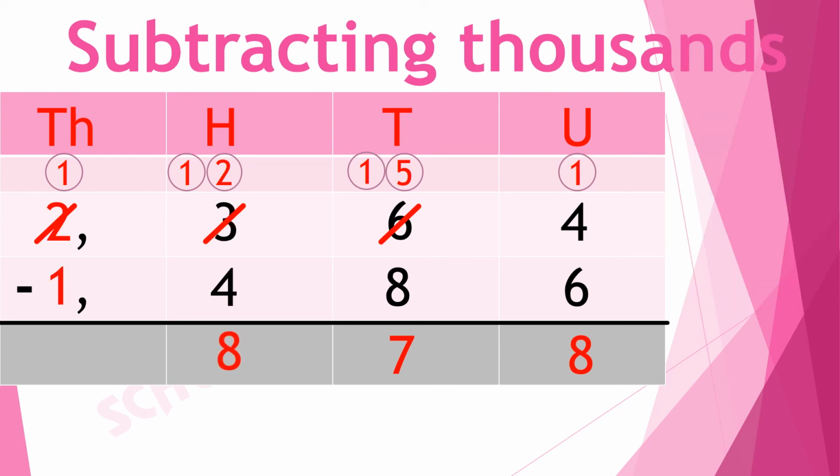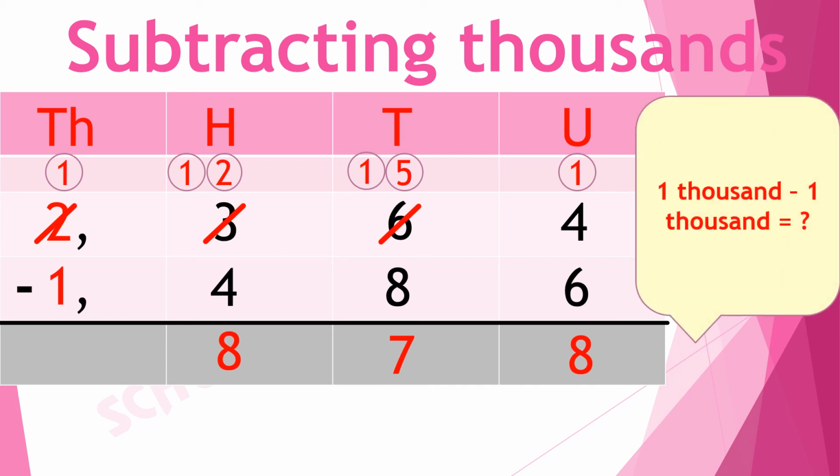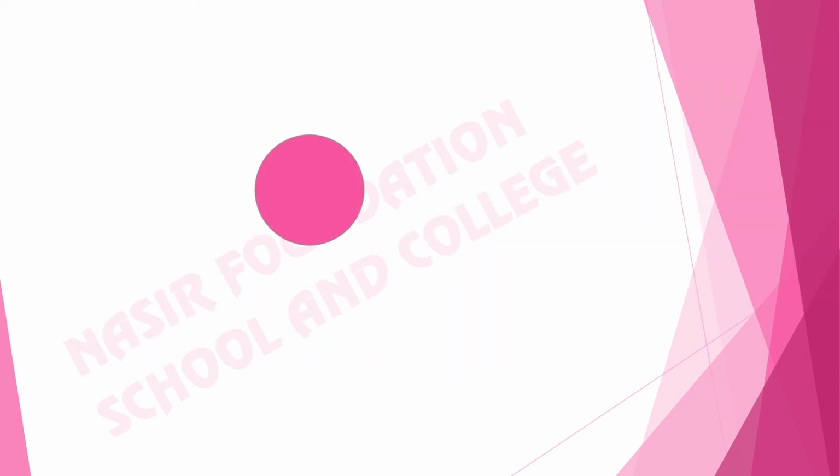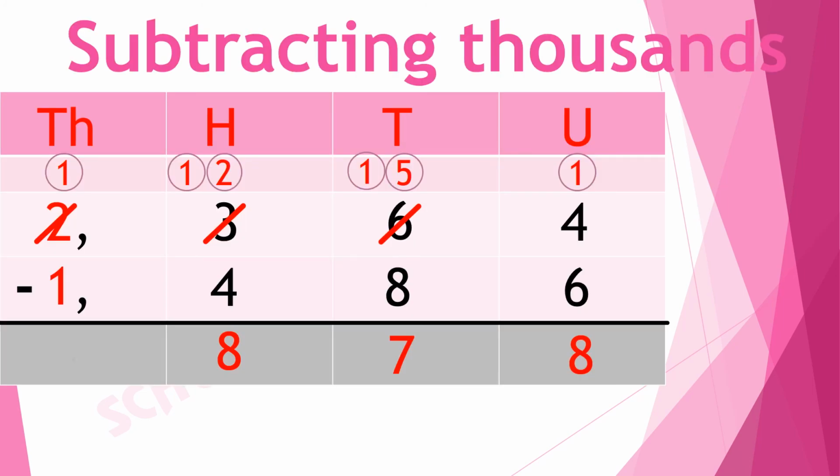After the subtraction of hundreds, we will move towards the thousands. In the 1000 column, we have to subtract 1000 from 1000. From 1, if we subtract 1, here we are left with 0. So, we have 0 thousands. This is called difference. 878 is the difference of these two numbers.